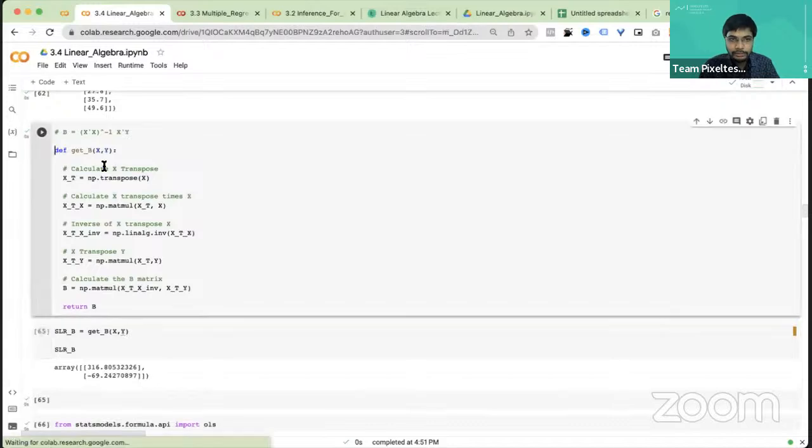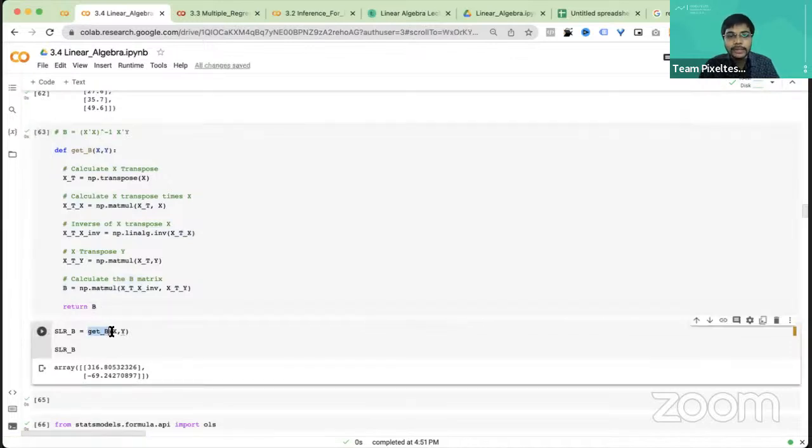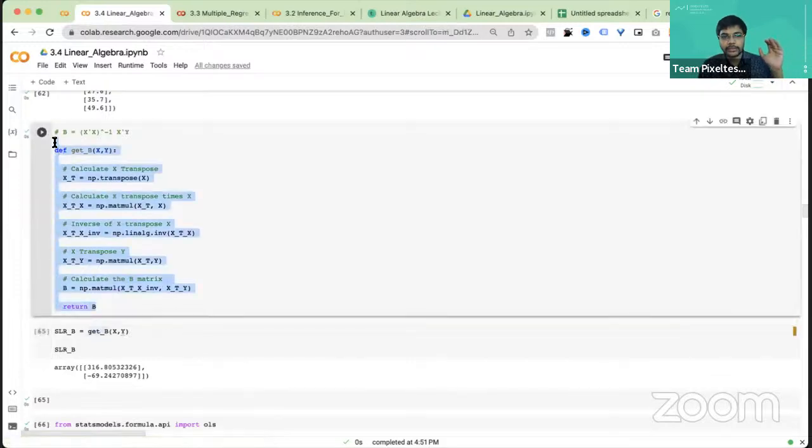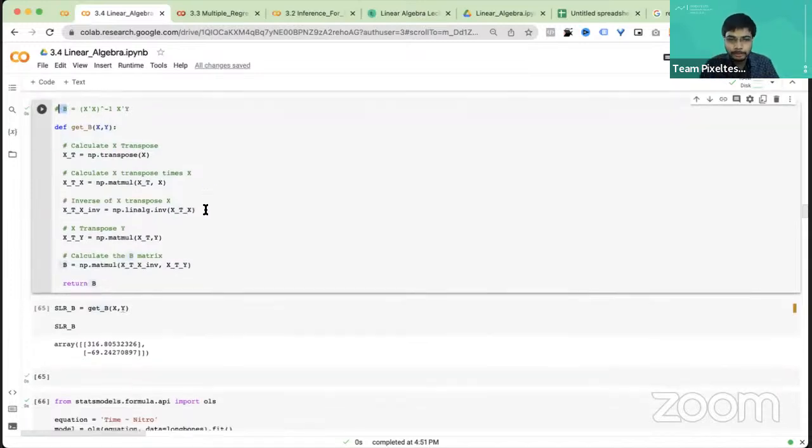So after this particular definition, how many of you are clear with the function definition till here, which is nothing but the calculation of B? The mistake I made here is that I directly went ahead and printed B without calling the function. If you understood till here, type C in the chat box.